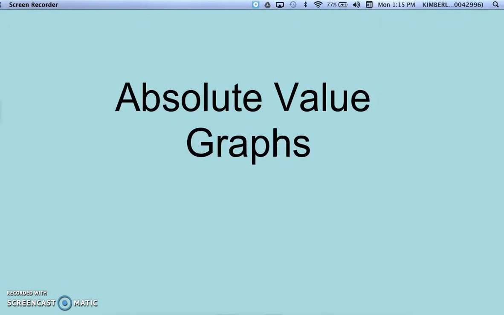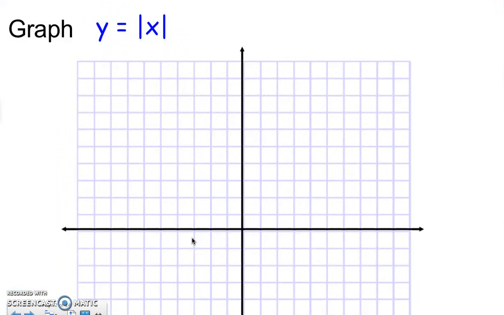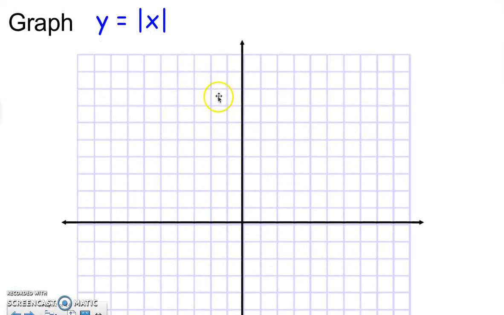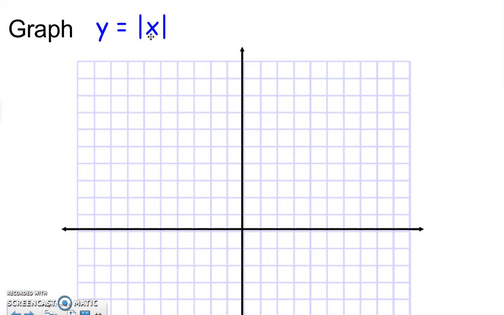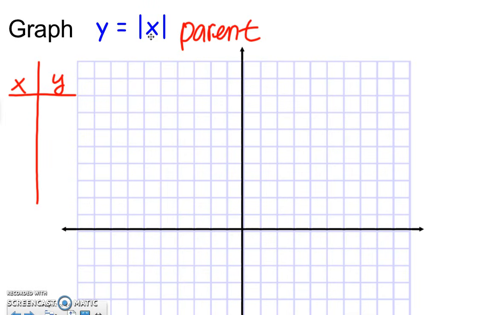So here's a video on how to graph absolute value functions. Let's take a look at a normal absolute value. Remember, this is called the parent function. Okay, so remember when we get a table, here are my x values, here are my y values.